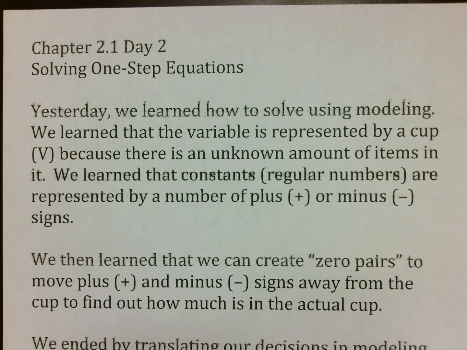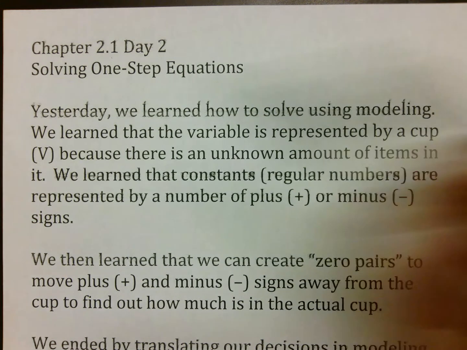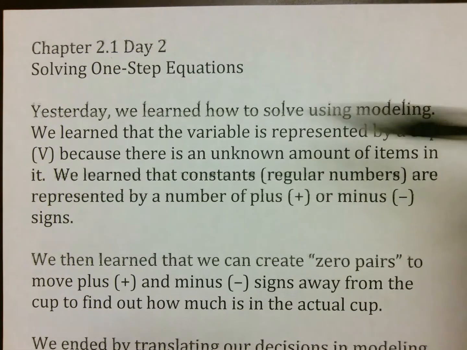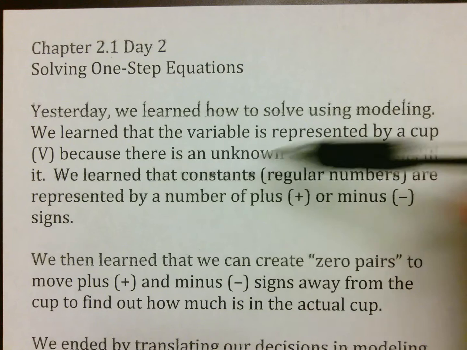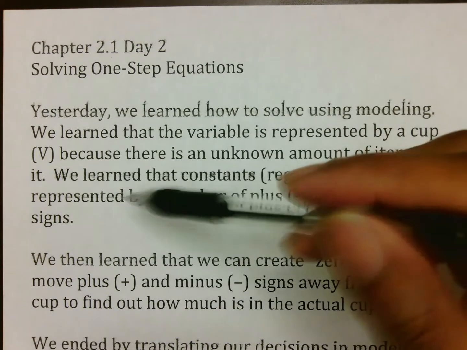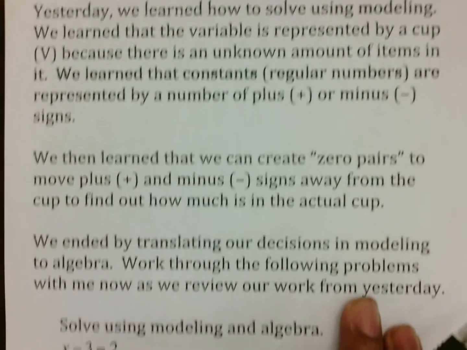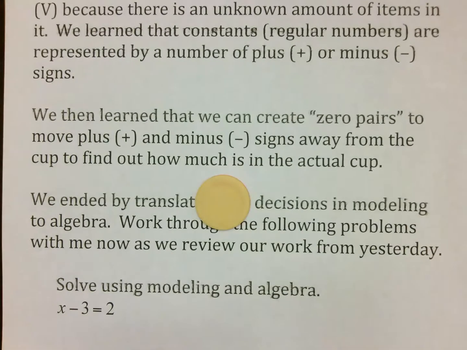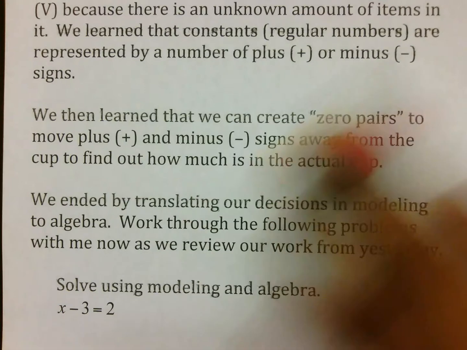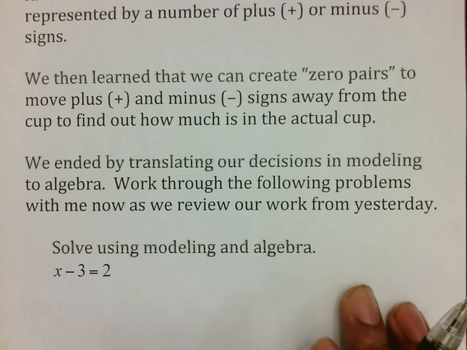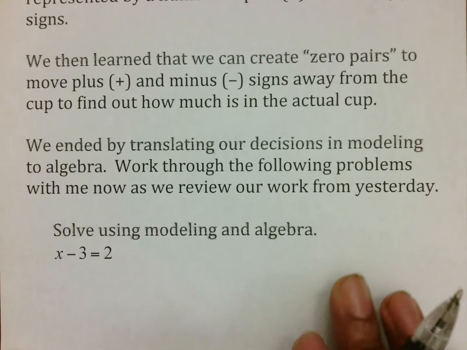So yesterday we learned how to solve using modeling. We learned that the variable is represented by a cup, which is a V. I said to imagine it as a snow cone cup because there's an unknown amount of items in it. We also learned that constants, which are just regular numbers, are represented by a number of plus or minus signs. We then learned that we could create what we call zero pairs. Remember, zero pairs is anytime a negative and a positive are put together that they cancel out. And we use those zero pairs to move the signs away from the cup to find out how much is in the actual cup itself. And we ended by translating our decisions back to algebra.